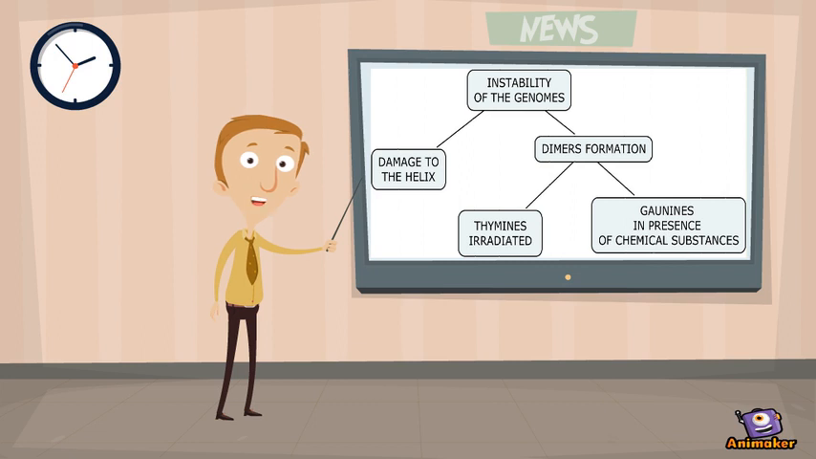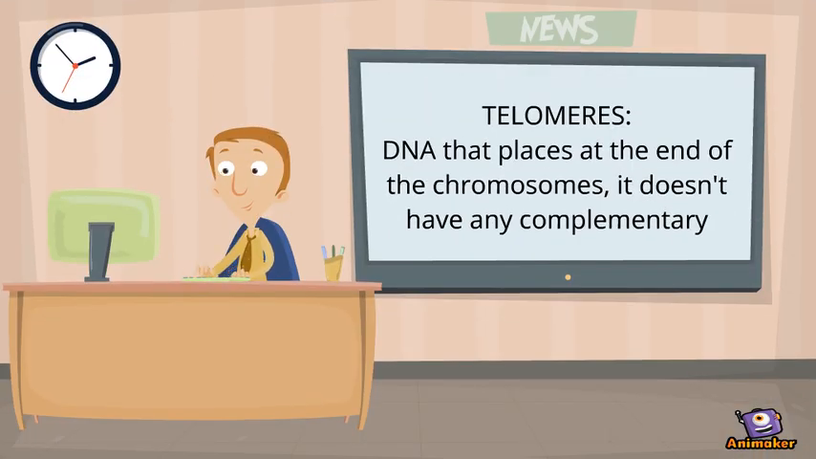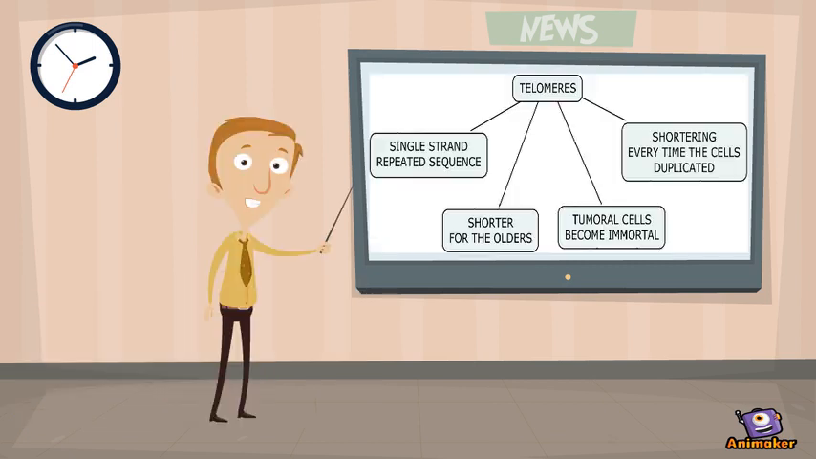The telomeres protect the DNA from losing genetic information. As a matter of fact, they don't have any genetic information. However, some cells produce the telomerase, which rebuilds the telomeres. It can be found in the tumor cells. That's why they are so strong.